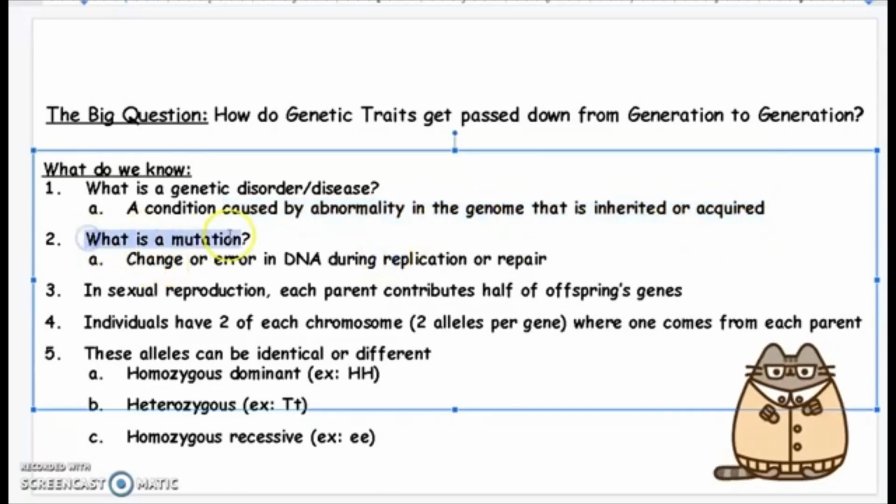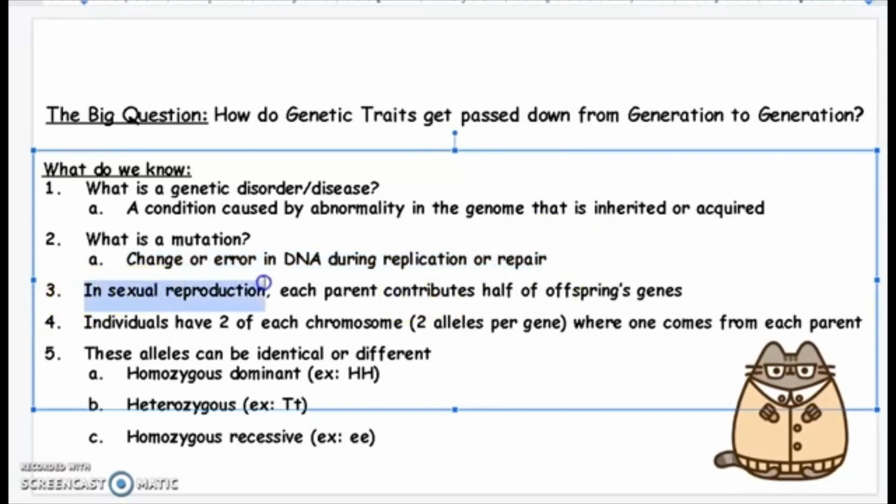Number two, what is a mutation? A mutation is a change or error in the DNA during the replication or repair of the DNA. And so for a mutation, think about a mutant. I'm sure some of you know about Teenage Mutant Ninja Turtles. Clearly they're not normal turtles. And so that is the change. They're mutants. There's an error or a change.